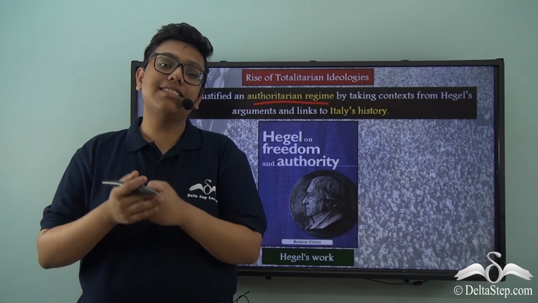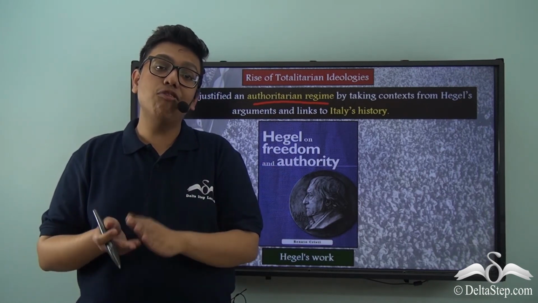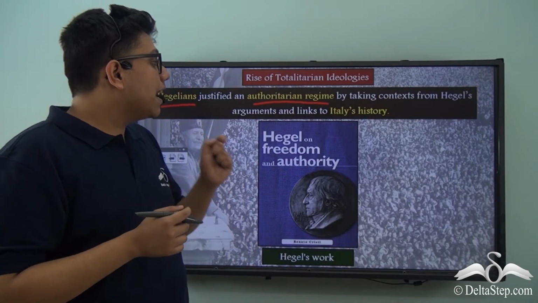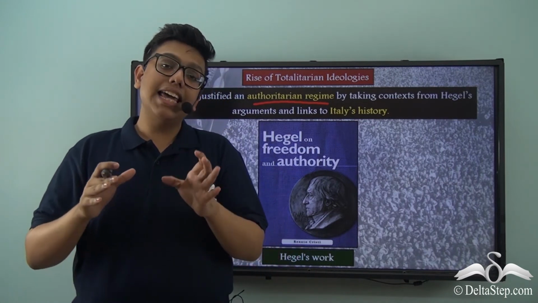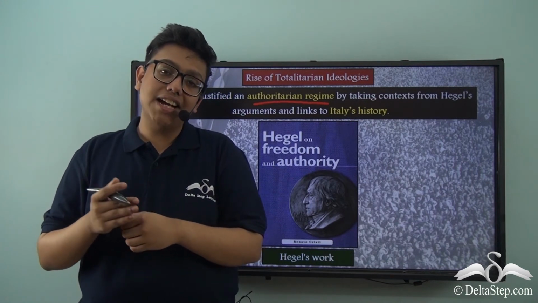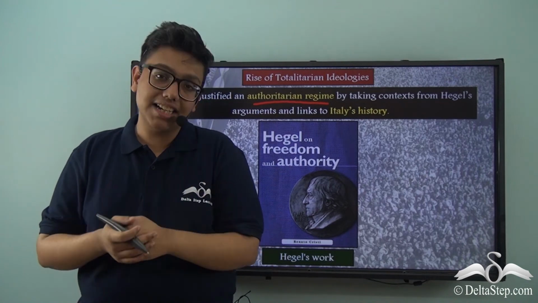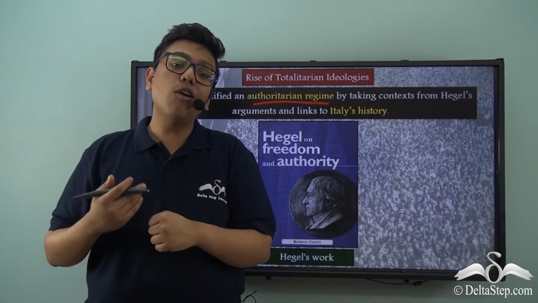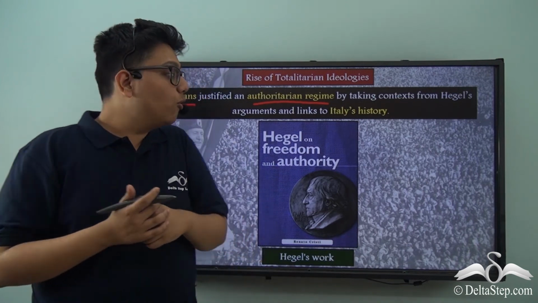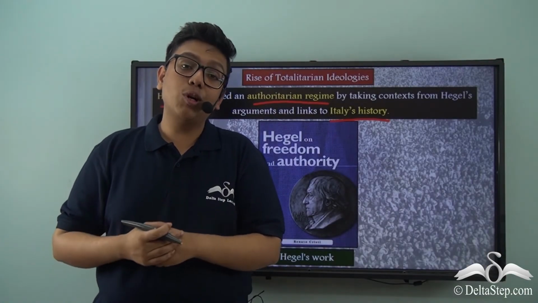So what the Hegelians said was that true power should always be concentrated into the hands of one able man or a totalitarian leader. And they did this by taking citations from Hegel's works itself, again in a selective manner, where the nationalist leaders went through these texts and only selected whatever was fitting their nationalist interests. And to strengthen the validity of these points and these ideologies, these leaders and the Hegelians also linked it to Italy's history, namely the rich past of ancient Rome or classical Rome.